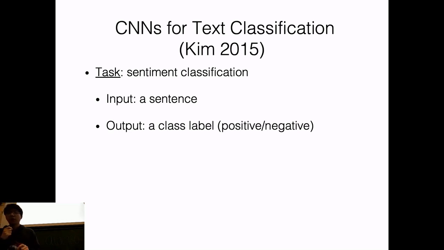This paper is from 2015. It's a very typical paper. I think everyone could have a careful reading of this. The task is sentiment classification. The input is a sentence, and the output is a class label. Usually it involves the positive and the negative, this binary class label.